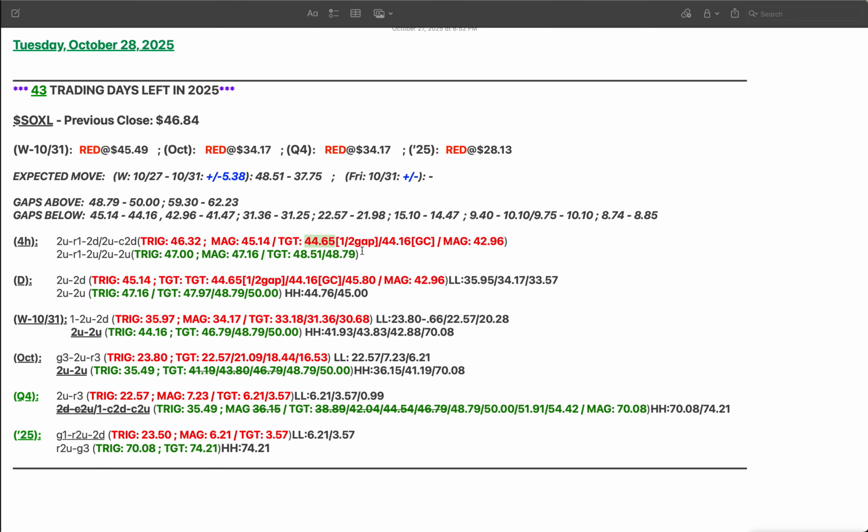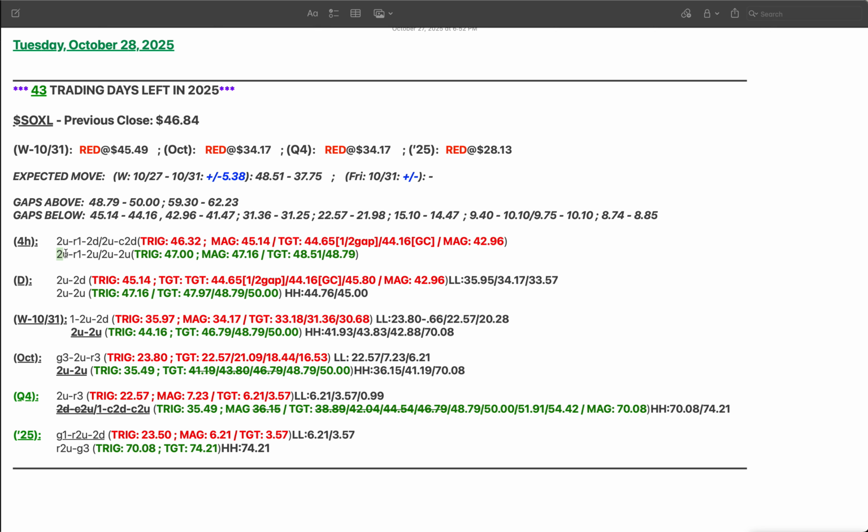So we've got some intermediate targets on the way down. With the 44.65, which is half gap, we've talked about before how those are intraday bounce points as well. And then 44.16, which is the full gap close. All right, and then we've got the full magnitude of the move down to 42.96.